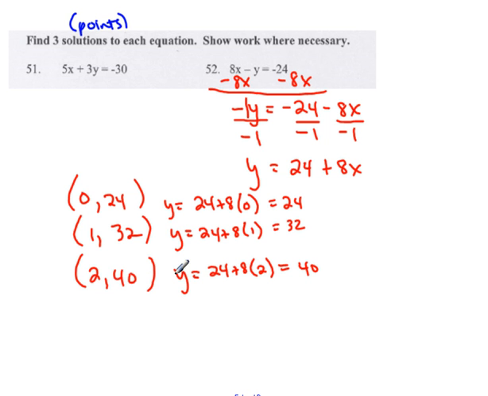Now, if we were actually graphing, you would end up having to change your scale, because the graphs that I'm going to give you on the exam aren't going to go up to 40. They're only going to go from negative 10 to positive 10. So you might have to count by 4s or 5s or something. Hopefully that won't happen.